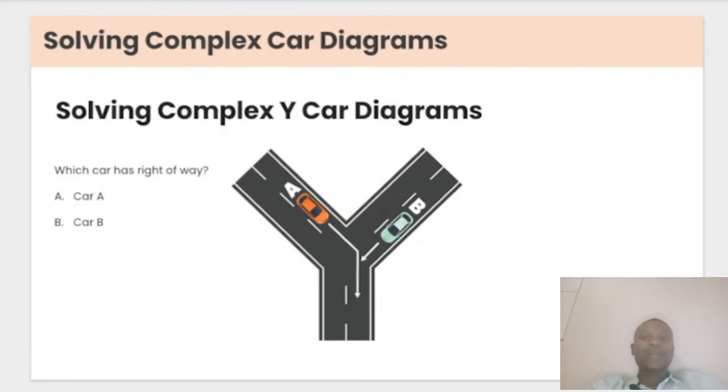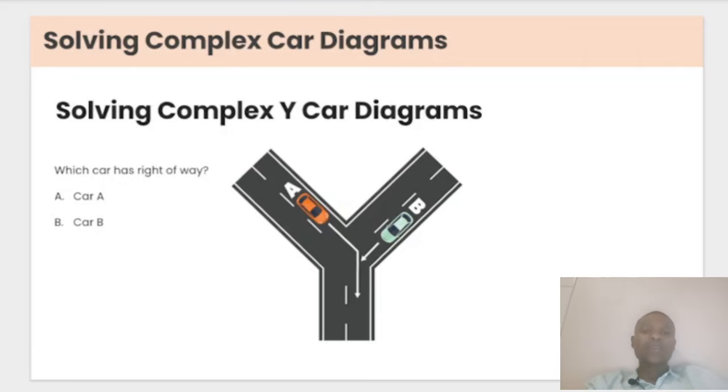Now Y-car diagrams, I understand that they can be tricky because most people don't understand which car is at the right of which and how to know that this car is at the right of which. It's because they are looking at them wrongly. What you need to know about Y-car diagrams is that you look at them from the perspectives of the drivers that are in the cars.